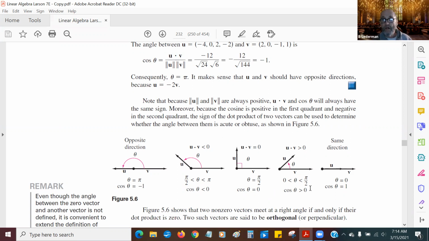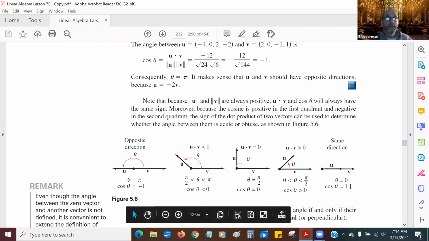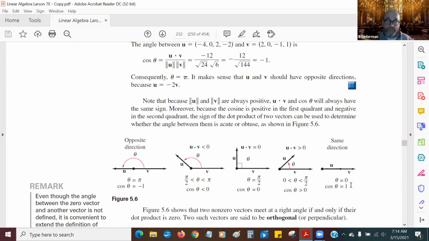And finally, if we get cosine theta equals 1, meaning that the top and the bottom of this fraction are the same, then theta equals 0, which would again indicate that one vector is going to wind up being a positive multiple of the other vector. So we can tell a lot just based on the dot product. If the dot product is negative, 0, or positive, we can tell right away whether the angle is acute, obtuse, or right. And let's look at this middle case right here.